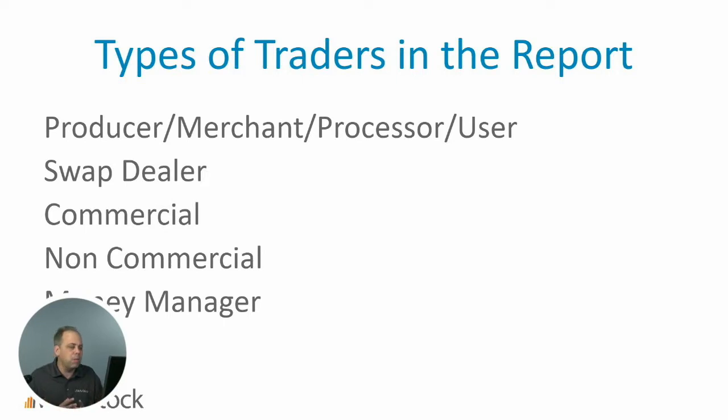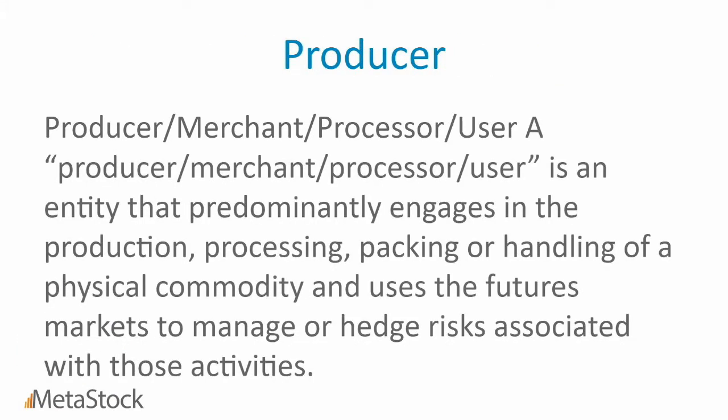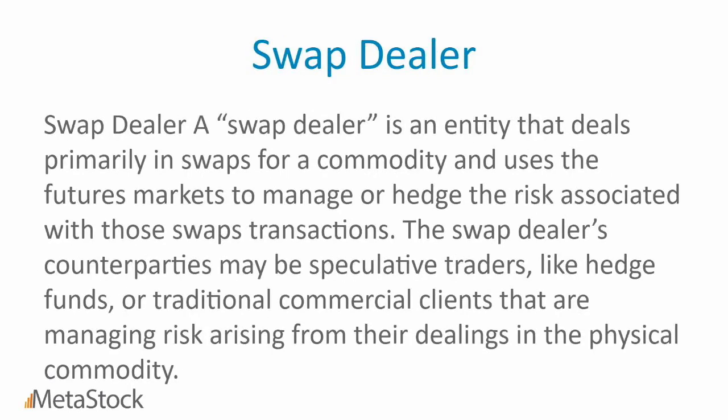They basically break them down into the categories that you see on the screen: producer, swap dealer, commercial, non-commercial, money management, and other, others being everything else. To define it a little bit, a producer, merchant, processor, or user is an entity that predominantly engages in production, processing, packaging, handling, etc. A swap dealer usually takes a bit of a hedged interest. They use the futures markets to manage or hedge the risk associated with swap transactions.